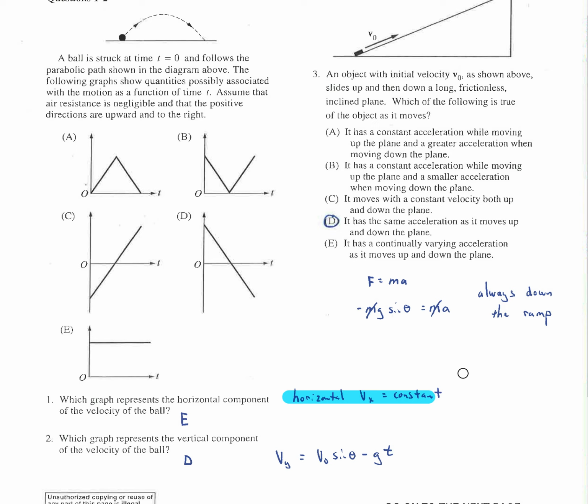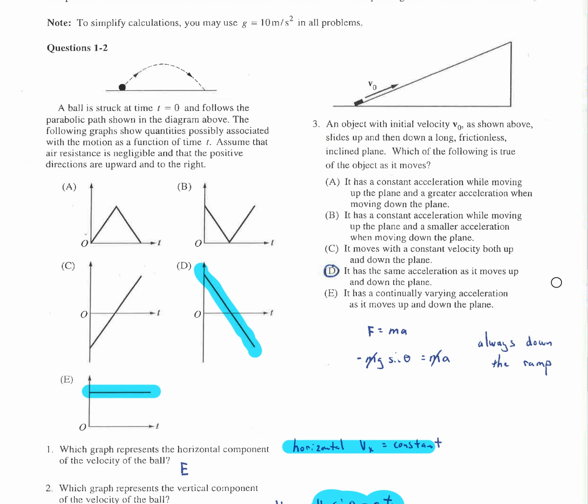Now the vertical velocity, well, gravity is going to pull that thing down. So the vertical velocity is going to start out at v naught sine theta, and then we're going to subtract 9.8 meters per second for every second it's in the air. So horizontally, we have a constant, and then vertically, we start out with a positive, and then we linearly decrease because of that negative 9.8 slope. So number 1 is E, and number 2 is in fact D.